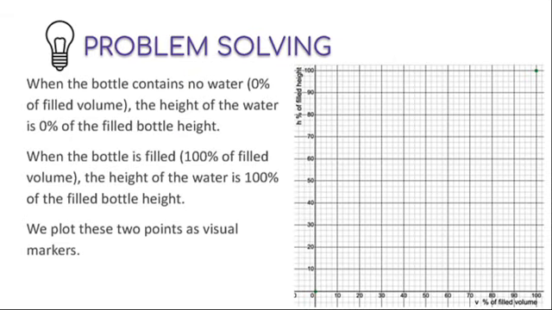The way I set up this problem is I let V represent the percent of the filled volume. So when the bottle is completely full, it's 100%. When the bottle is completely empty, it's 0%. Likewise, the percent of the filled height: when it's full, it'll be at 100%, or when it's empty, it'll be at 0%. I plot these 2 points as visual markers, (0, 0), representing that the bottle is empty with 0% of the filled volume and 0% of the filled height, and also (100, 100), meaning that it's full in terms of volume and of the filled height.